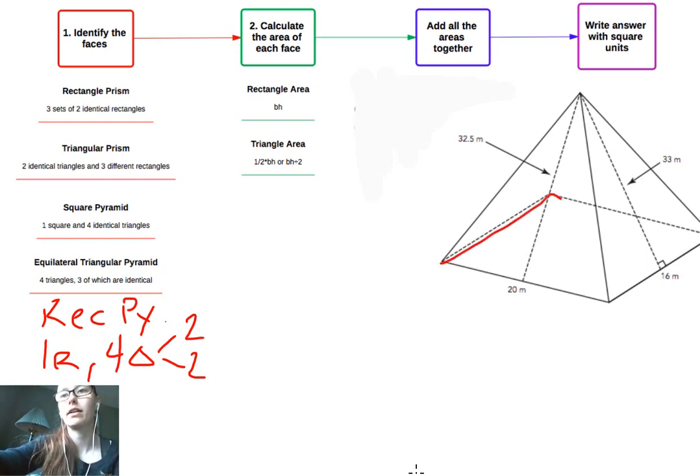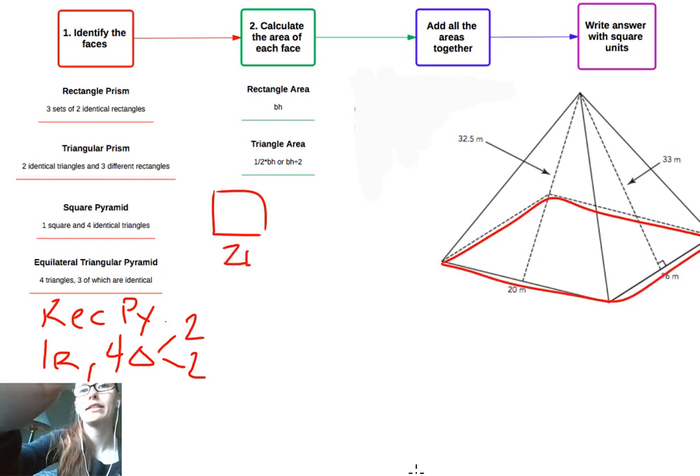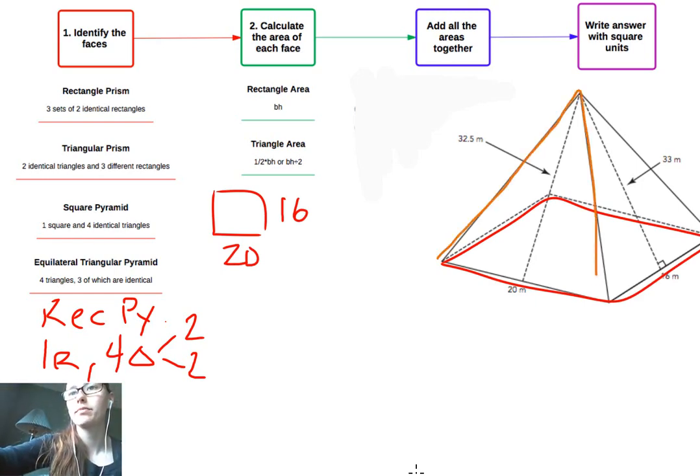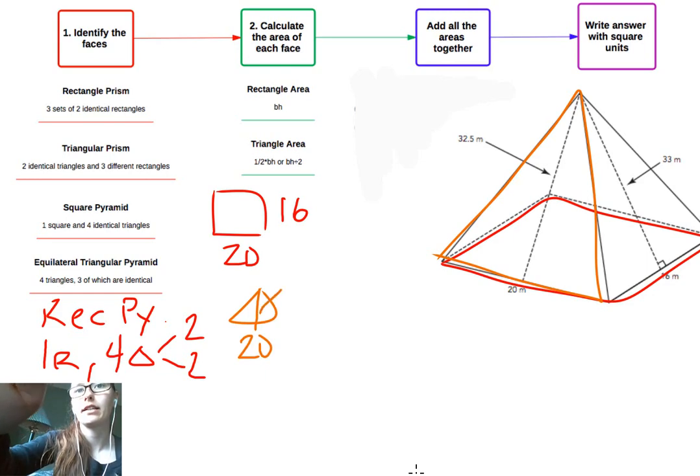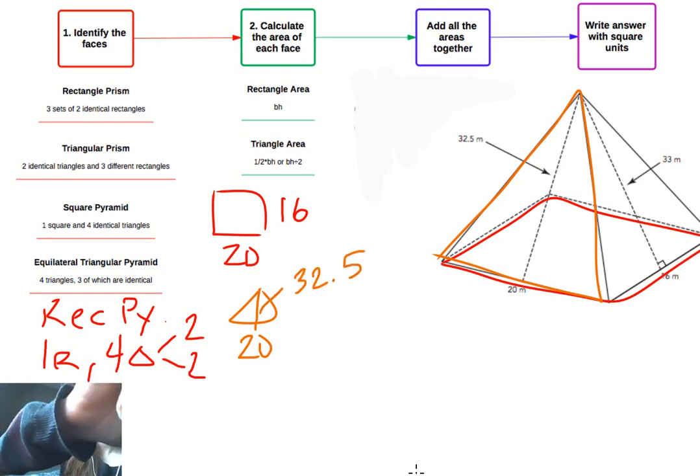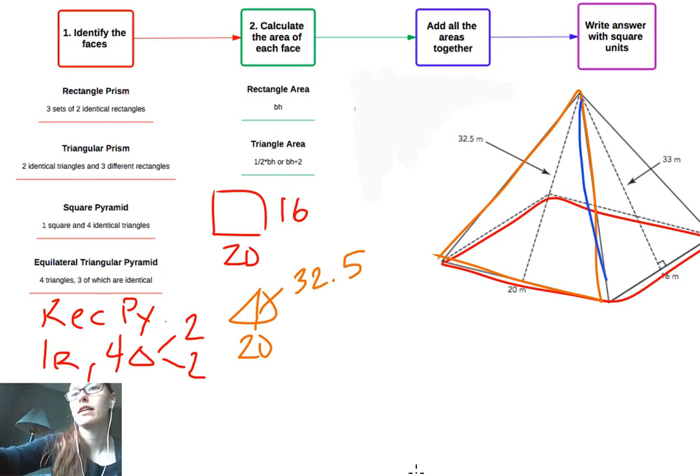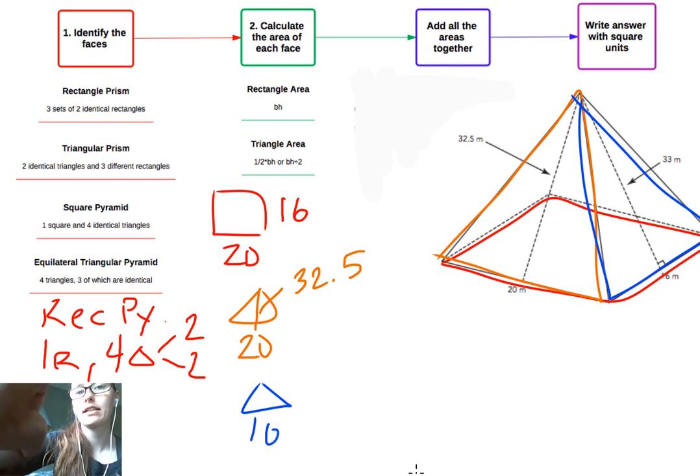So I have my rectangular base, 20 by 16. I also have a triangle right here that has a base of 20 and a height of 32.5. And I have another triangle for the side that has a base of 16, and that has a height of 33.